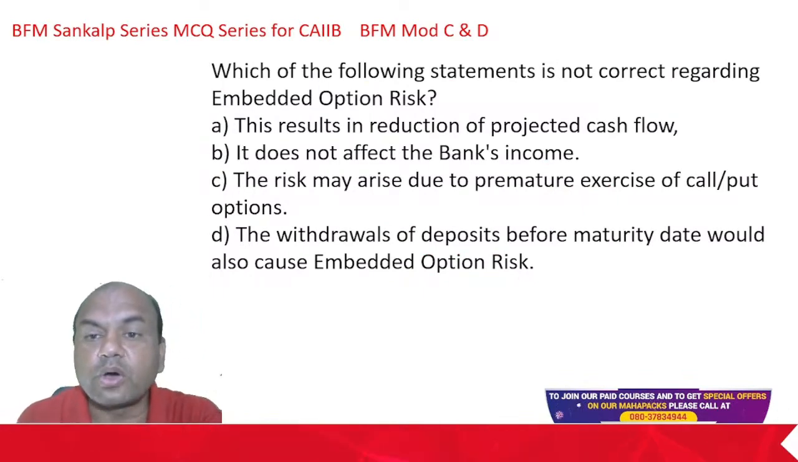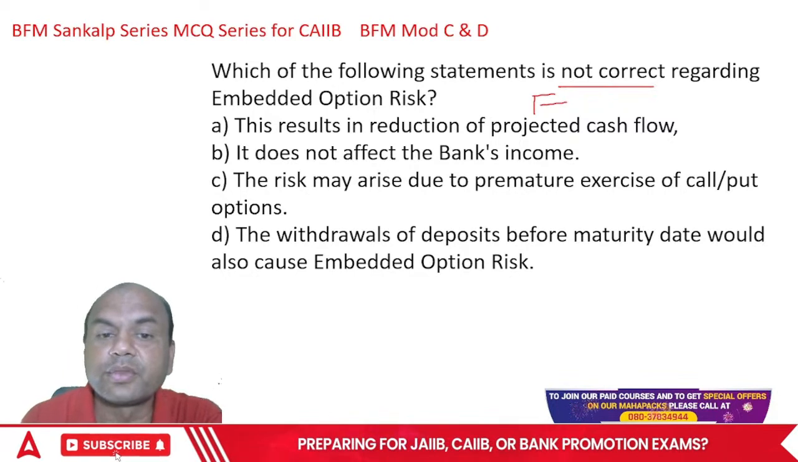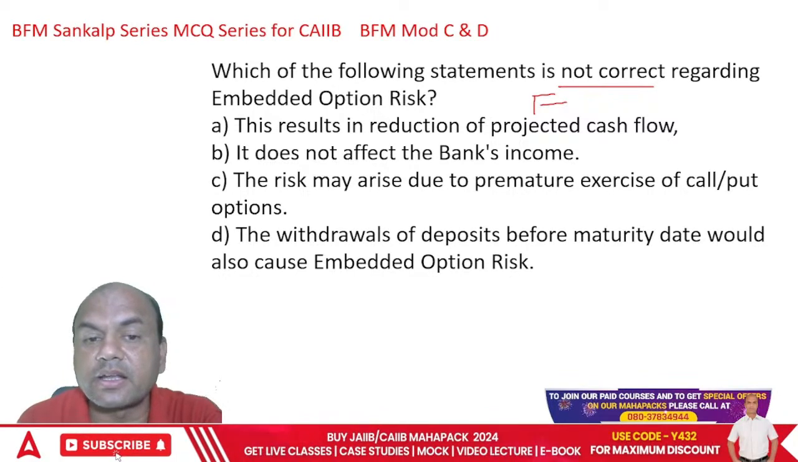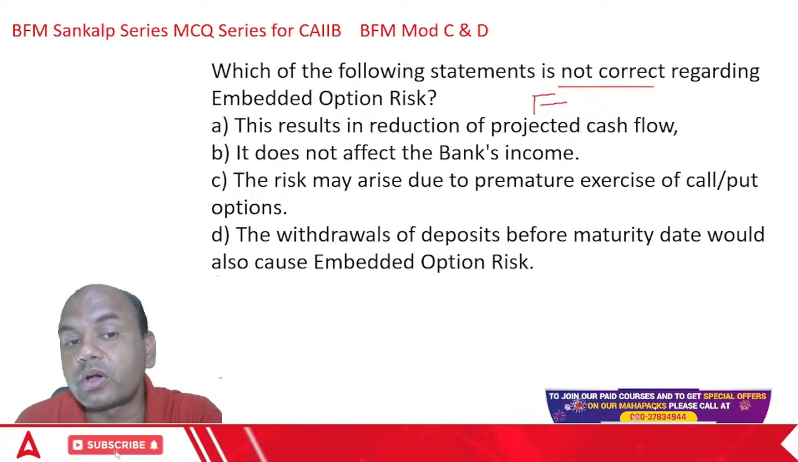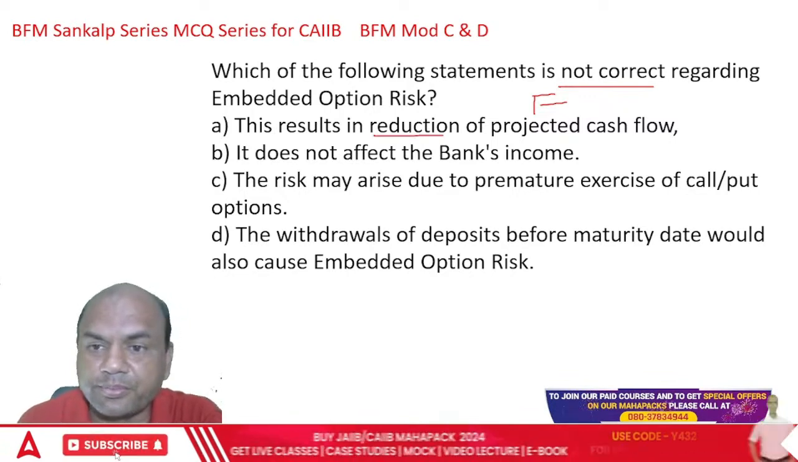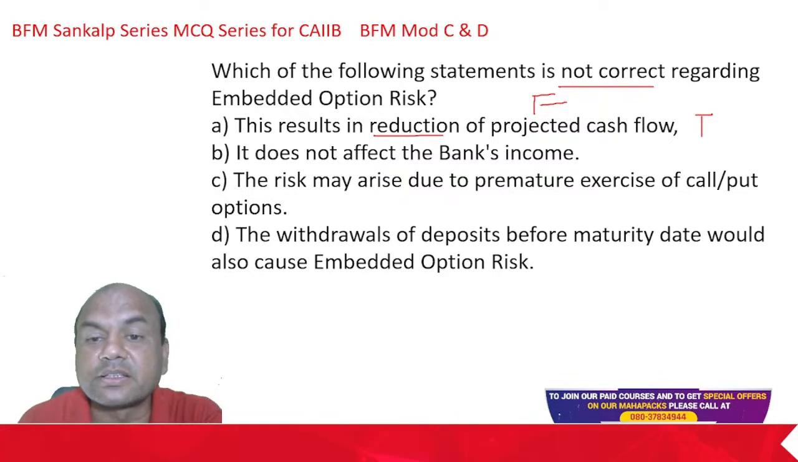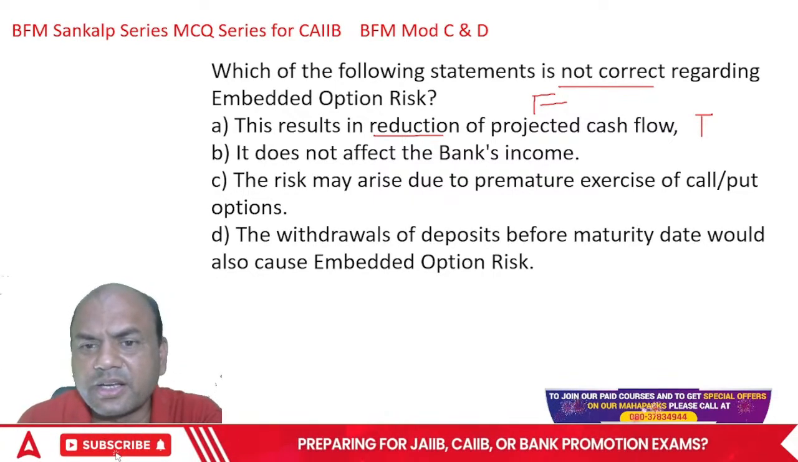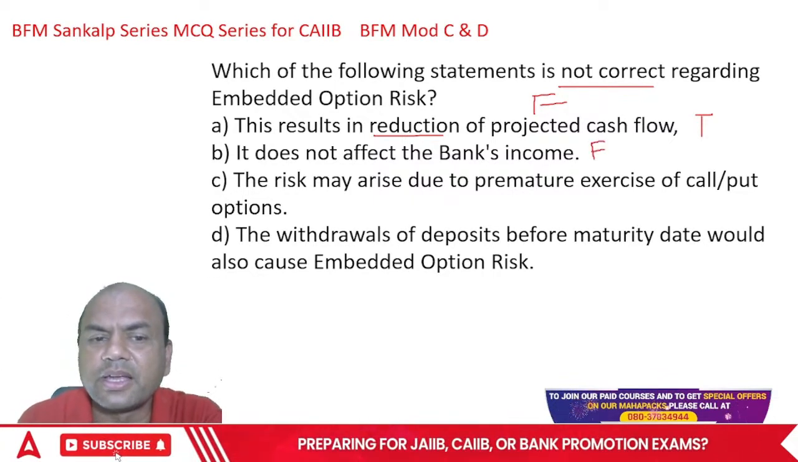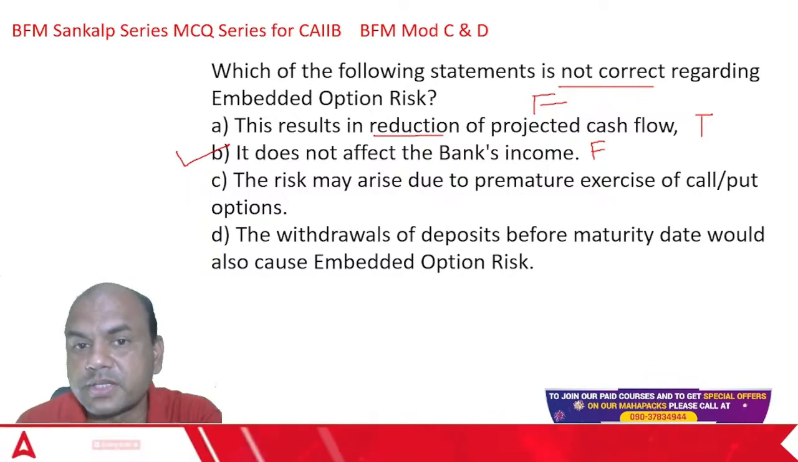Which of the following is not correct regarding the embedded option? We want a false one now. This results in reduction of the projected cash flow. So, embedded option, reduction in the projected cash flow? Yeah, that is true. So we want a false one. It does not affect the bank's income. What is this? Does not affect. It is false. It does affect. So B is the right answer. Don't even look at C and D now because there's no option of all of these.